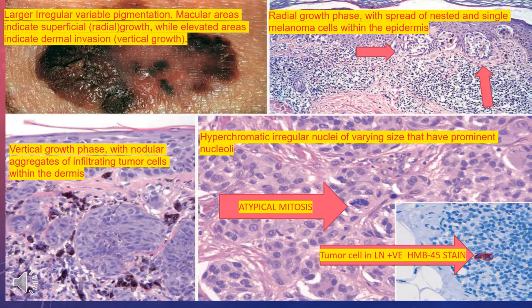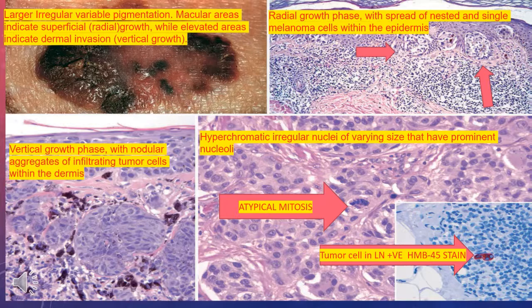Go through the figures. In the one which shows the gross image, you can easily appreciate large lesions having irregular contours and variable pigmentation. If it is macular areas, then it indicates superficial growth, which is known as the radial growth. While if it is elevated areas, it means there is dermal invasion, which is known as vertical growth, which may lead to metastasis, as discussed earlier.